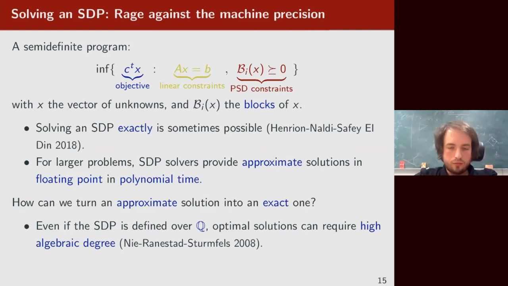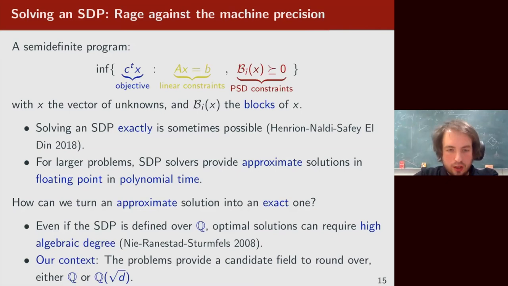And in general, it's very hard, because even if you have an SDP which is defined, like all the coefficients here in A and in the objective here are rational, then it has been shown that maybe you need to go to high algebraic degree to find a solution. But here in our case, it's a bit special. In our case, we expect to find a solution in the field where the problem is defined. So for instance, for E8, we expected to find a solution over Q. And for the square empty prism, for instance, we expect to find a solution over some quadratic field. So here, it's the particular case where we really want to find a solution in some given small space, like algebraically easy.